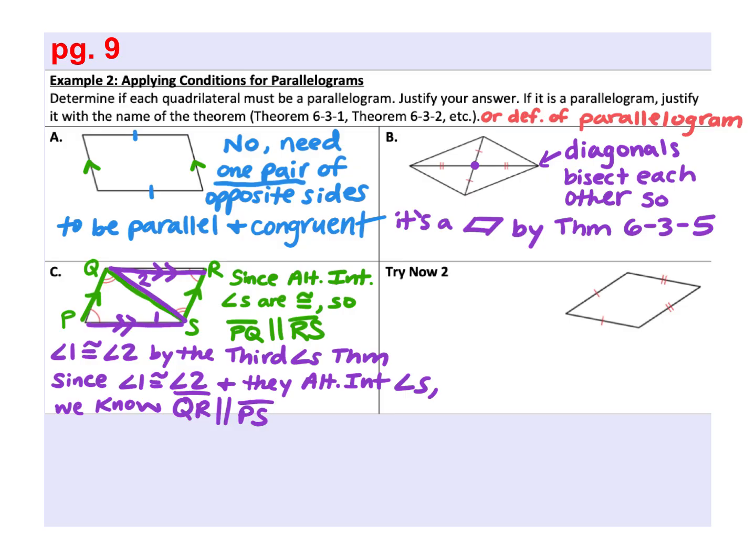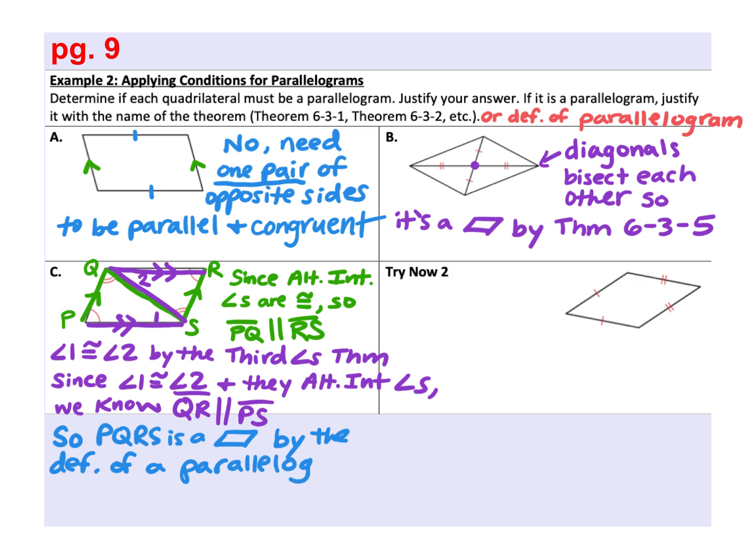So now what I have here is one quadrilateral and both pairs of opposite sides are parallel. So PQRS is a parallelogram, and this time it's by the definition of a parallelogram. The definition of a parallelogram is a quadrilateral with two pairs of parallel sides.